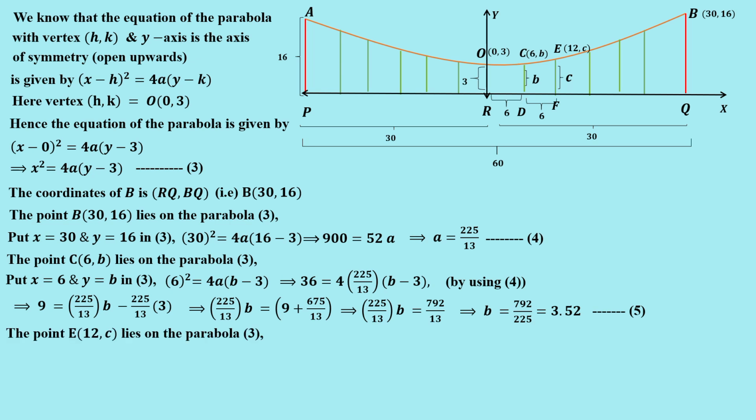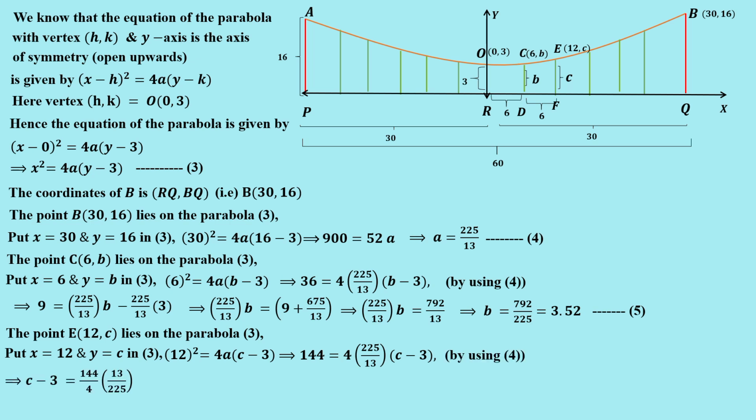Now the point E (12, c) also lies on the parabola. Put x is equal to 12 and y is equal to c. So 12 square is equal to 4a into (c minus 3). 144 is equal to 4 into 225 by 13 into (c minus 3).